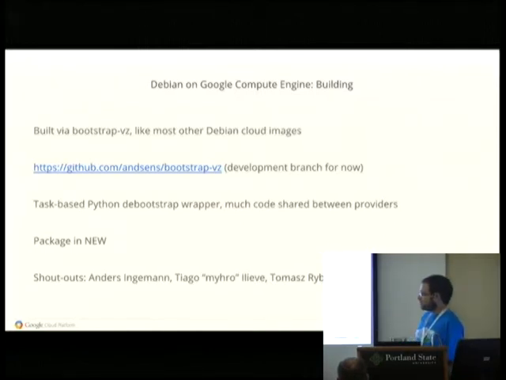Shoutouts are very much deserved for Anders Ingemann, who started both Build Debian Cloud and Bootstrap VZ, and to Tiago Ilieve, I hope I said his name close to right. Those are the two maintainers of Bootstrap VZ. Thomas Rybak ported, these are all non-Googlers, ported our code for Compute Engine from Build Debian Cloud to the current code base. And Marcin is working on the packaging for Debian of Bootstrap VZ, so they all deserve a lot of credit.